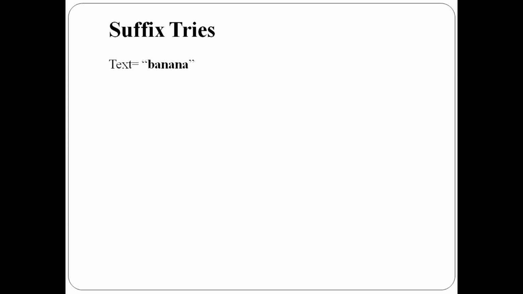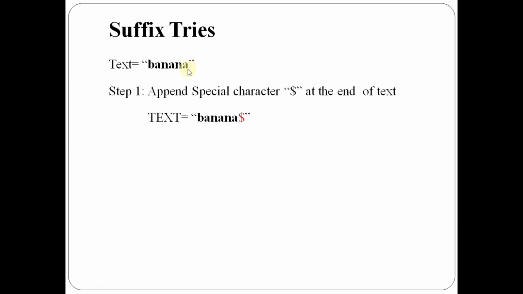If we are given a text banana, then the first step is to append a special character. Either you can append a \0, that is a null character, or a dollar at the end of the text. So our text is banana. When we append a dollar at the end of the text, it becomes banana dollar.